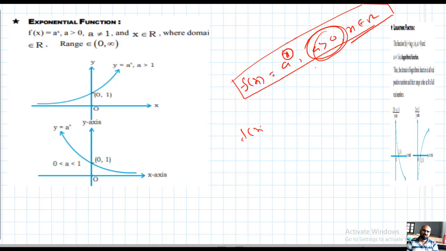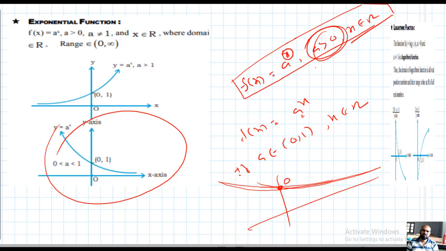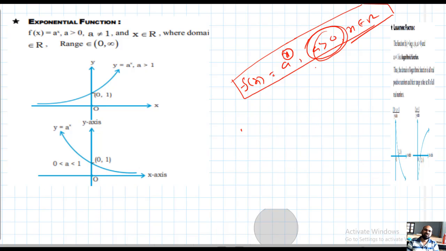To draw the graph of f of x equal to a power x, I will take 2 cases: a is from 0 to 1, and a is from 1 to infinity. If a belongs to open 0 to 1 and x is any real number, then your graph will be like this. A decreasing graph, remember it like this. This is the graph of a power x. This is the point (0, 1), which means x is 0, y is 1. This line never intersects the x-axis, but it comes closer to the x-axis. It means as your x values get larger and larger, your y value tends to 0. This is the graph of the exponential function for the condition a lies between 0 and 1.